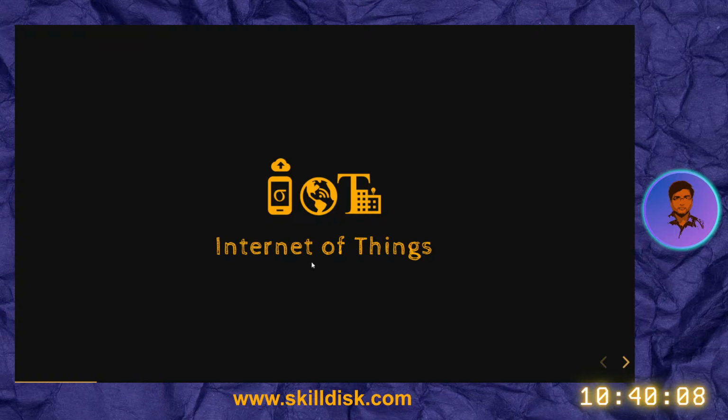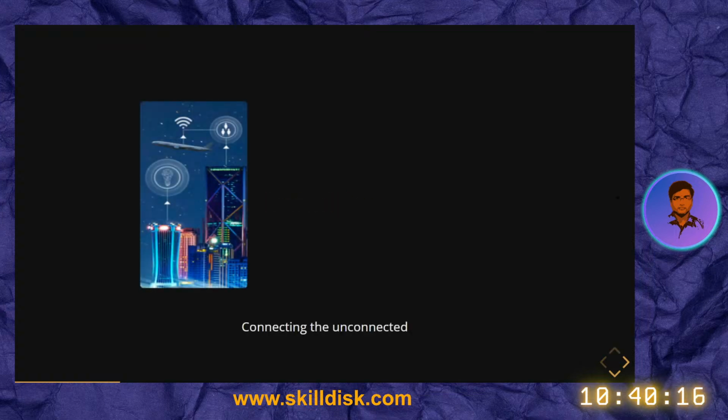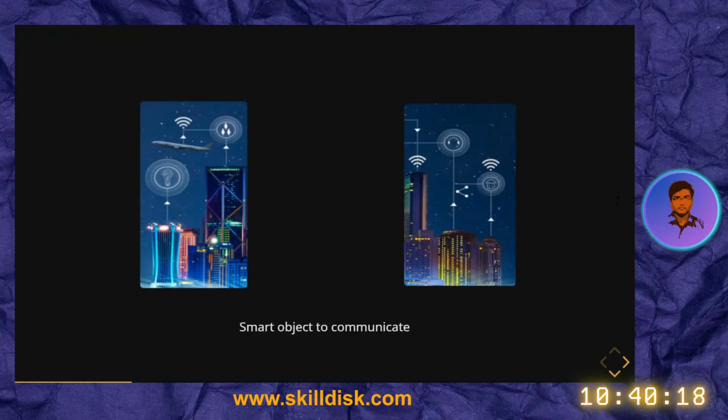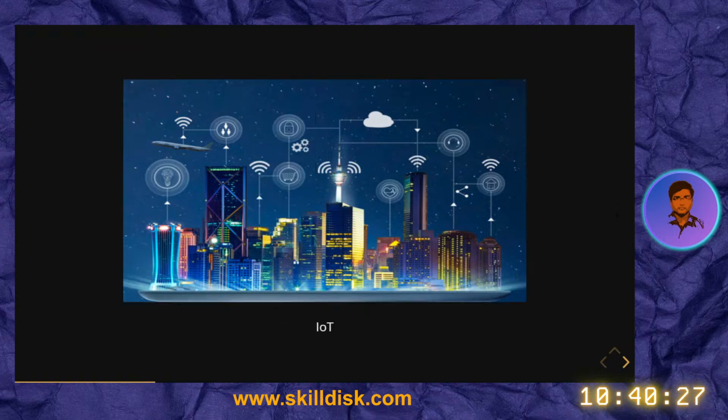Okay. So we'll see what is Internet of Things, the definition of that. Internet of Things, basically, is connecting the unconnected by making smart objects communicate with each other, with the system and people. We call it Internet of Things.